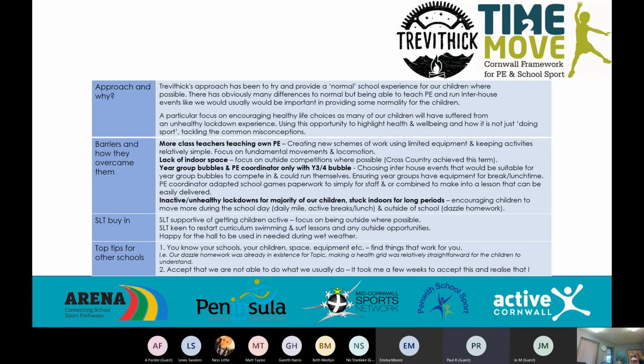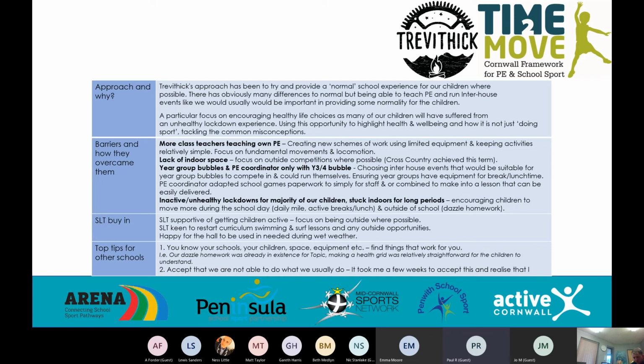But in terms of our barriers and how we overcame them, we've got a lot more class teachers teaching their own PE to stay within their bubbles. So for this last half term, we created quite an easily accessible scheme of work that had limited equipment, kept activities relatively simple, and focused on fundamental movements and locomotion. It was hopefully easy for them to follow, without needing a huge amount of equipment and keeping things clean. So it was keeping it really basic.